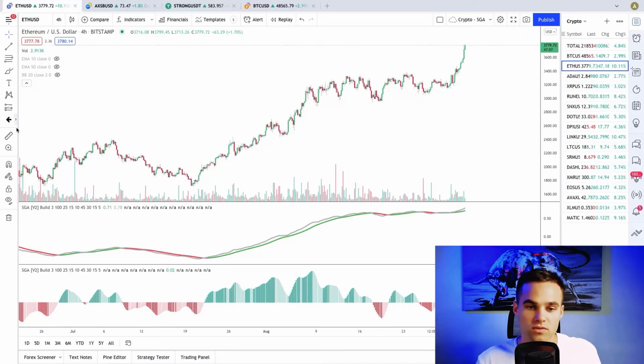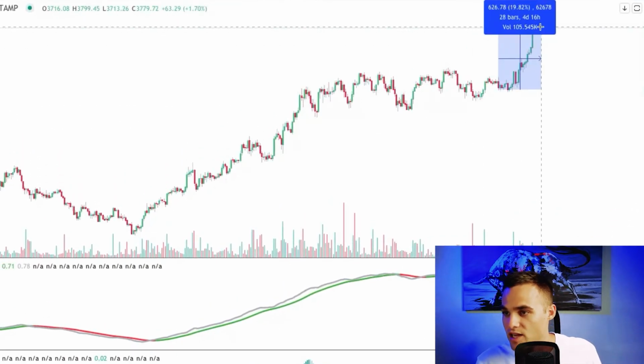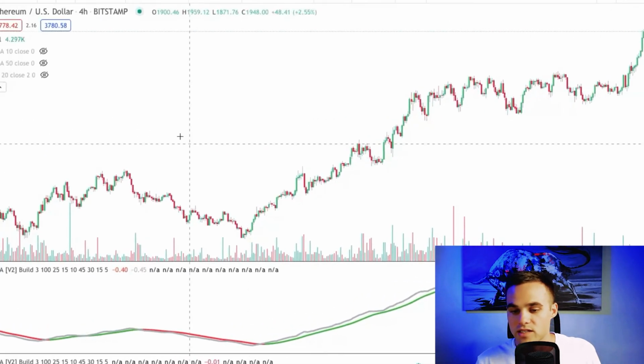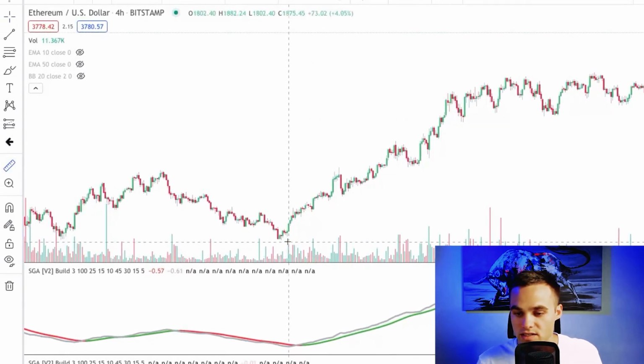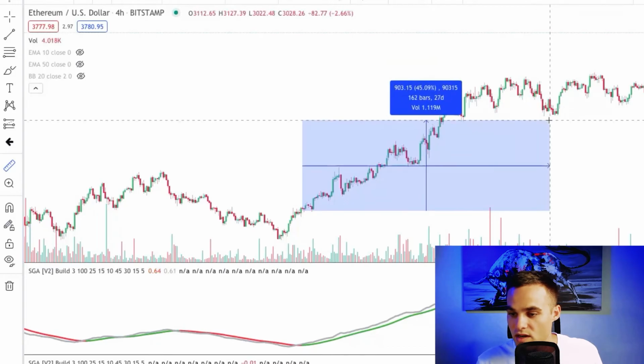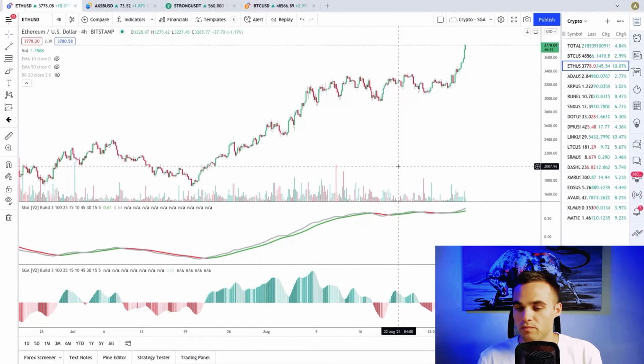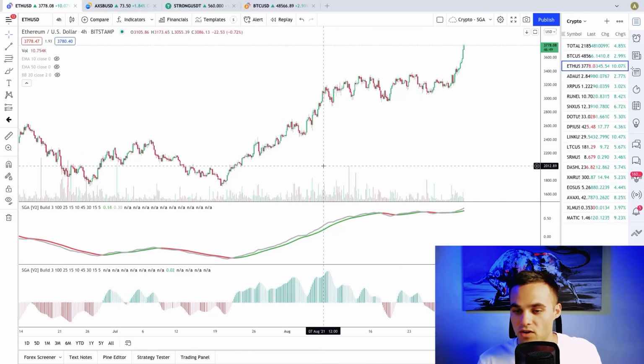And really, as you see on Ethereum, we would have got in right here when it turned green again, and we're catching this move right now as we speak, right? Or if you look back at it here, you would have had a nice run, get out like right there. 50% move and boom. So that's the idea behind the spiral guide algorithm.